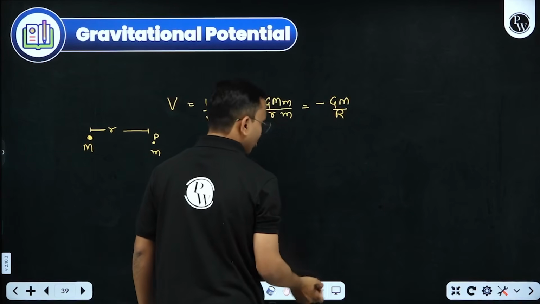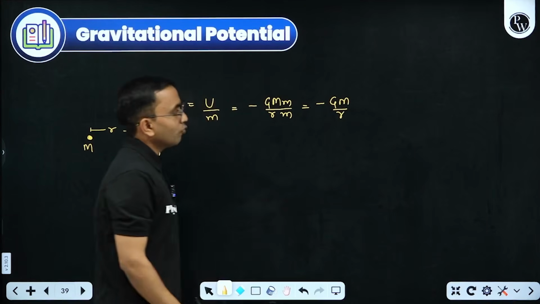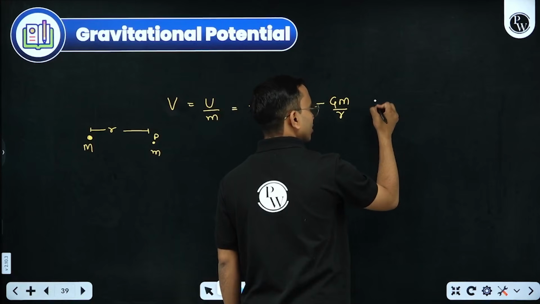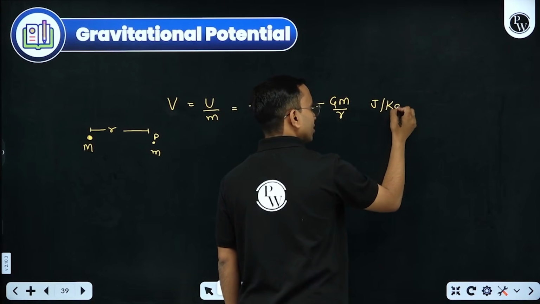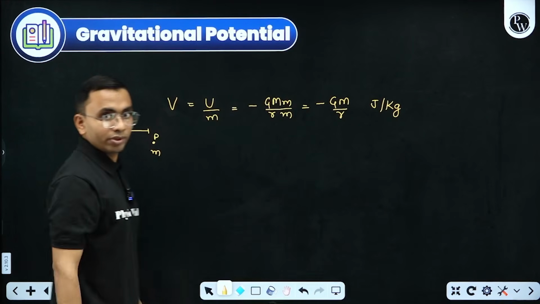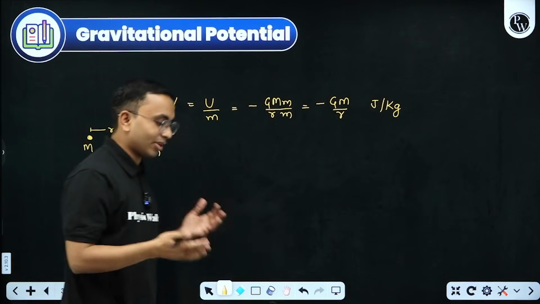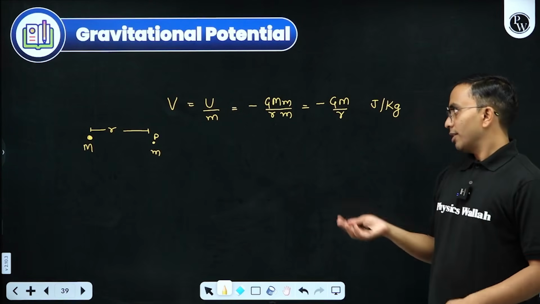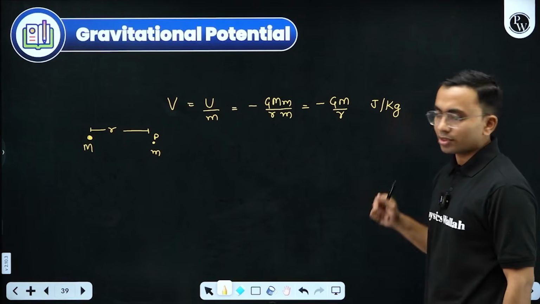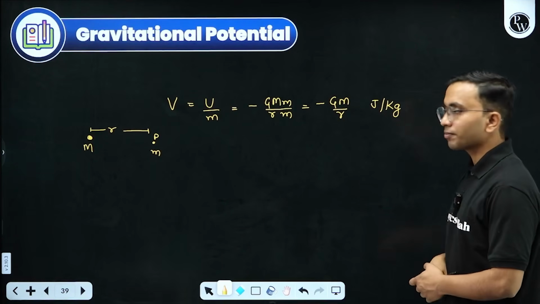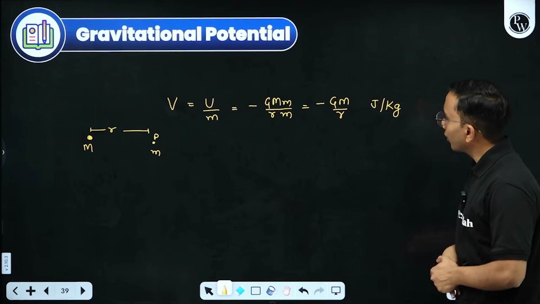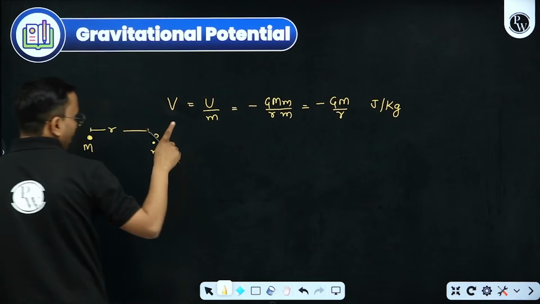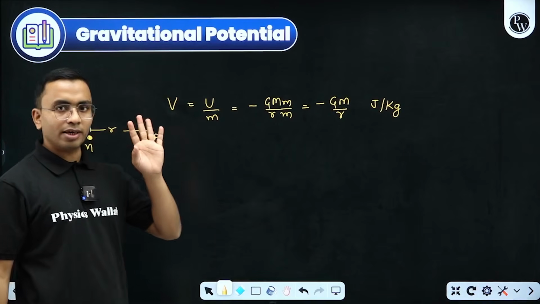Not that r, small r. What is the unit of this? Joule per kg. The SI unit is joule per kg. This is not volt. By default, when we say potential, we think of electric potential only, that is volt. But this is gravitational potential, so this is joule per kg, not volt. So I got the formula: due to a point mass, the potential at a point P at a distance r is minus GM by r.